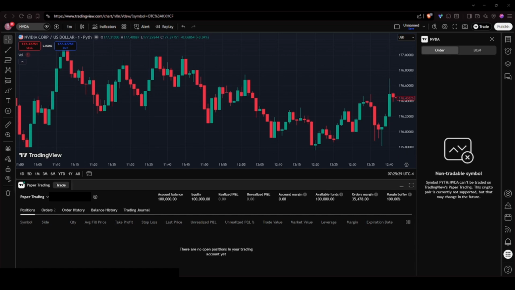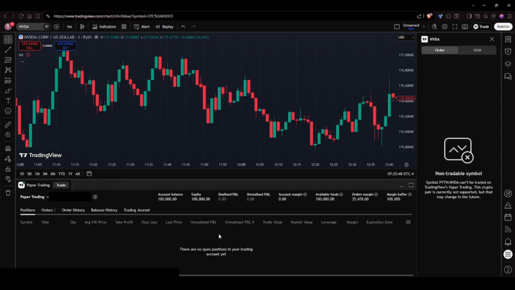Welcome to today's tutorial on how to use TradingView's volume profile. In this video, we will explore the volume profile feature, which provides valuable insights into the trading activity of a specific price range. This information can help you make better trading decisions by analyzing where most trading occurred at different price levels. To begin, log into your TradingView account and open a chart of your choice.